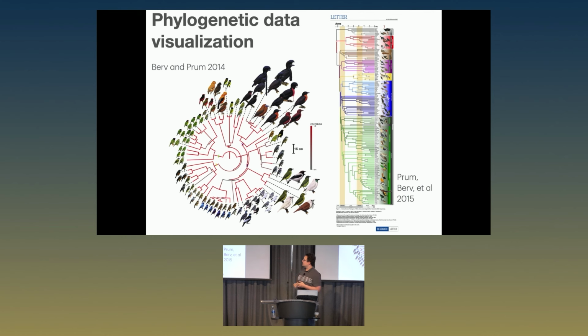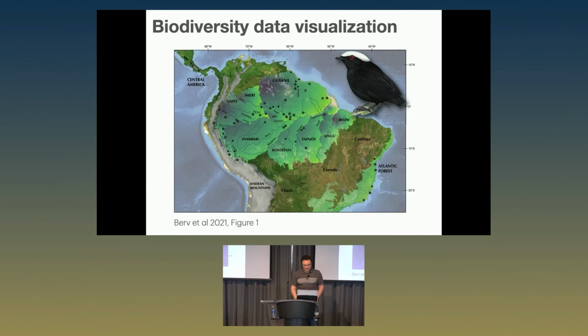And on the other side is a much bigger figure that I generated for a different paper. Most of these, so like 80% of this is done in R, and then the last mile is done in Illustrator, typically. I also think about visualizing biodiversity data in physical space.